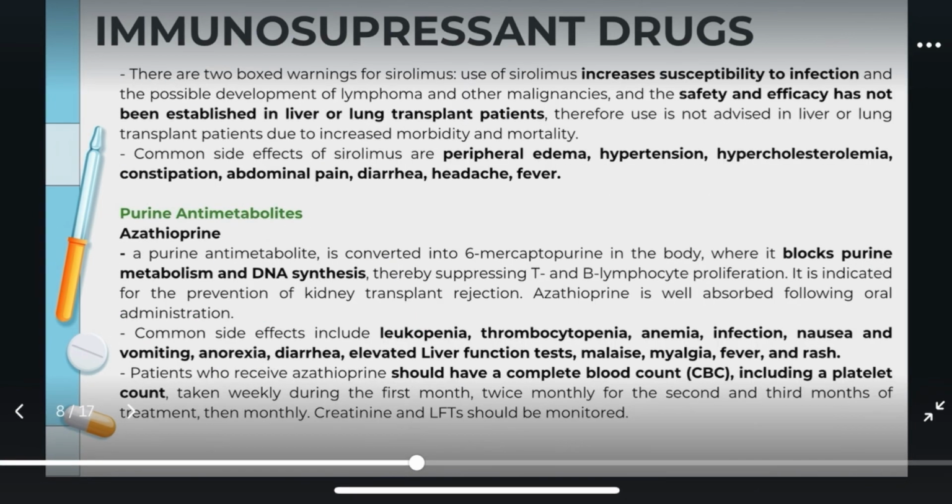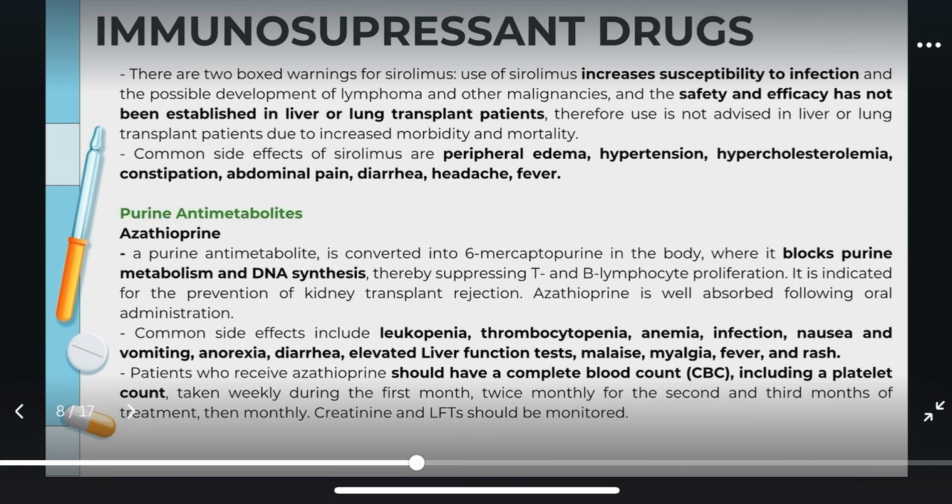There are two boxed warnings for sirolimus. Use of sirolimus increases susceptibility to infection and the possible development of lymphoma and other malignancies, and the safety and efficacy have not been established in liver or lung transplant patients. Therefore, use is not advised in liver or lung transplant patients due to increased morbidity and mortality. Common side effects of sirolimus are peripheral edema, hypertension, hypercholesterolemia, constipation, abdominal pain, diarrhea, headache, and fever.